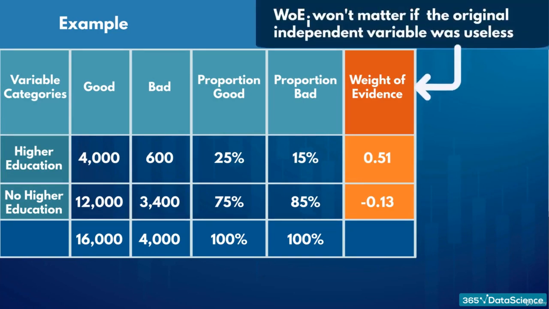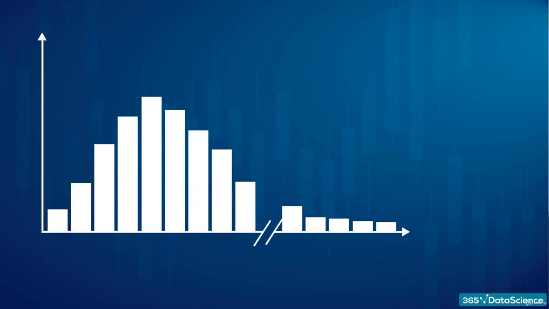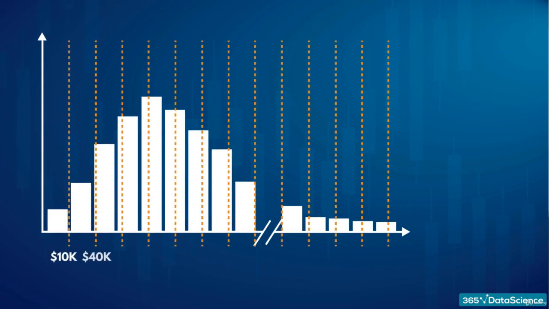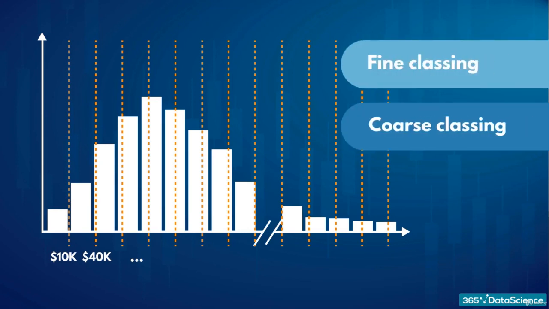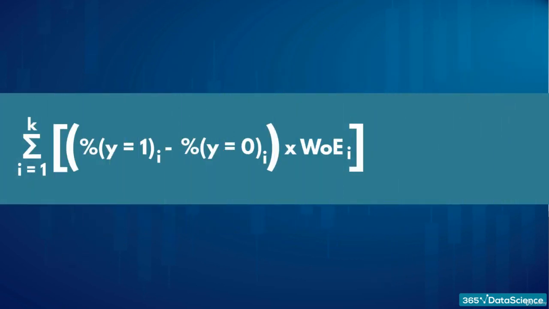Of course, that would not matter if the original independent variable was useless to begin with. We can use the weight of evidence to find the answer to this more fundamental question. Assume an original independent variable has been split into categories. It may have been categorical originally, or categories may have been determined through fine classing or coarse classing. It doesn't really matter. Suppose there are k categories of this variable. Then, we can calculate the weight of evidence for each of the k categories. We already know how to do that.